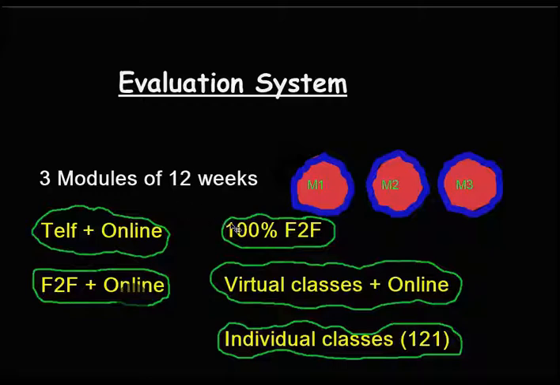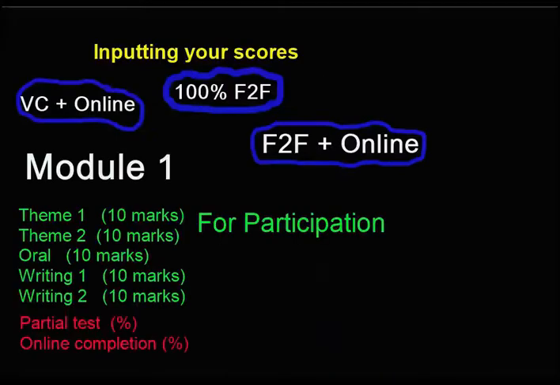So we've got 100% face-to-face. We've got face-to-face plus the online course. And we've got telephone plus the online course. We've got virtual classes plus the online course. And then we've got individual classes, one-to-ones. Okay, so the 100% face-to-face and the individual classes don't have online courses. So let's have a look at the different combinations.